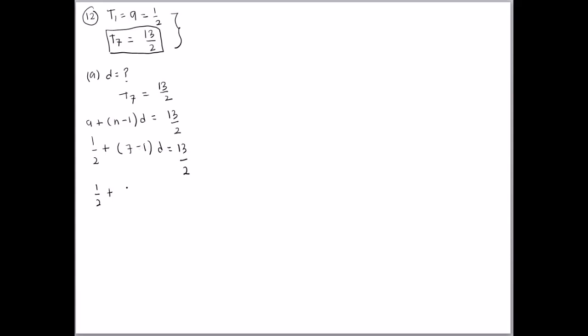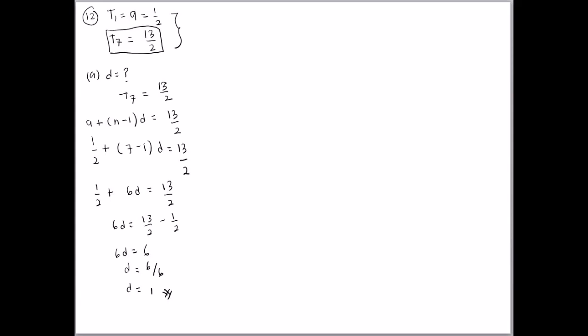Okay, 7 minus 1 is 6d equals 13 over 2. And then just leave 6d here, and move 1 over 2 to the other side, it becomes minus 1 over 2. Okay, 13 over 2 minus 1 over 2, we get 6. 6d equals 6, divided by 6, and final answer d equals 1.